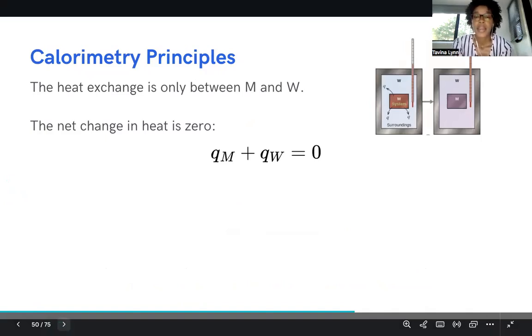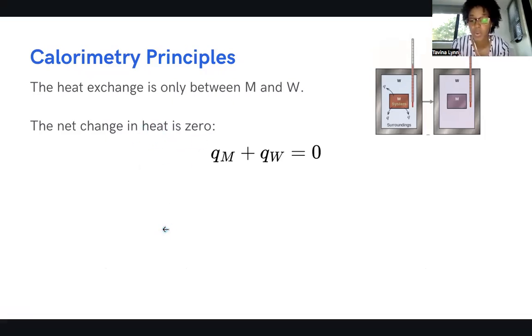So the heat exchange is only between the metal and the water, because in a calorimeter, right, our system should be closed. So we shouldn't have heat escape or heat absorption from our outside surrounding environment. So the heat exchange, in theory, is only between the metal and the water. Because of that, the net change in heat is zero. And this is based on the first law of thermodynamics, because energy is conserved, right? Because we can't create it or destroy it, it's conserved, so that must mean the net change in heat is zero.